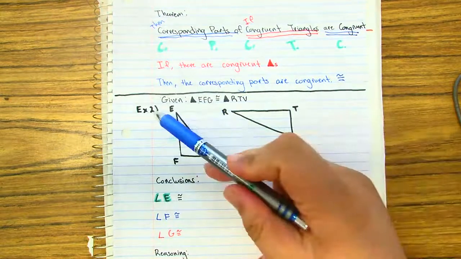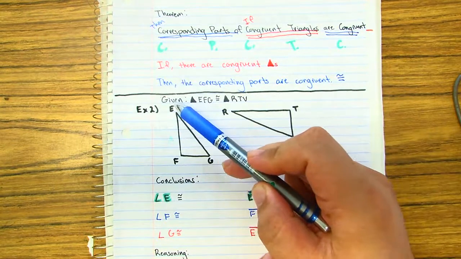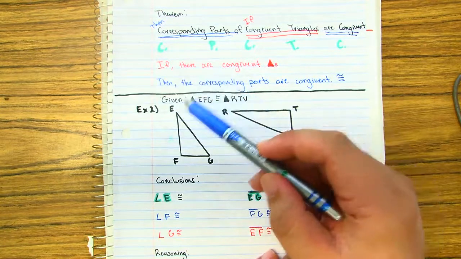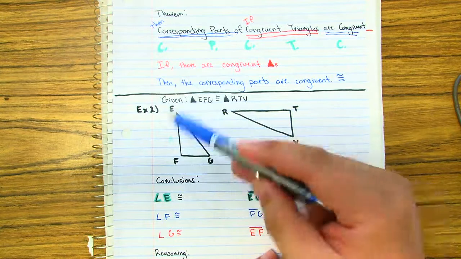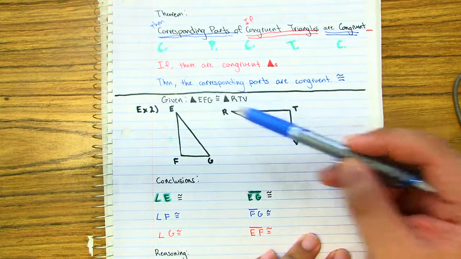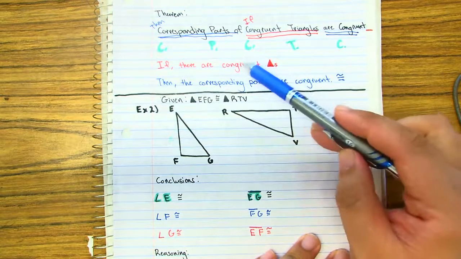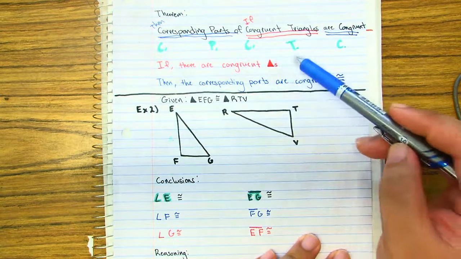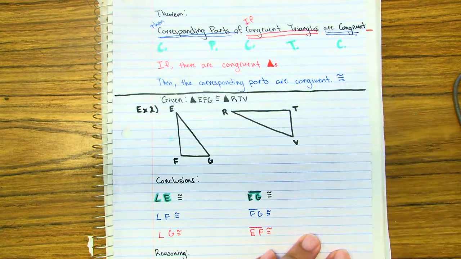Here, example number 2. Here it says it's given. In every problem we're given, you're always going to be looking at the given, right? The given here is triangle EFG is going to be congruent to triangle RTB. Okay. So now you know that we have congruent triangles, right? Now we can say that the corresponding parts are going to be congruent.